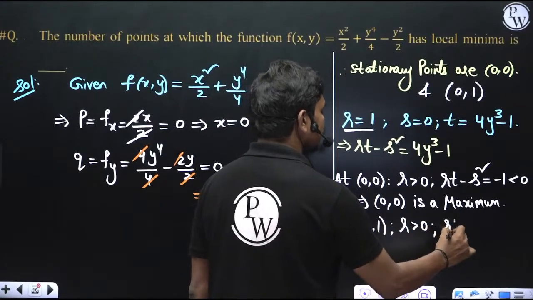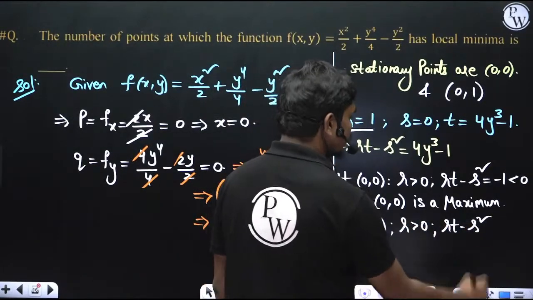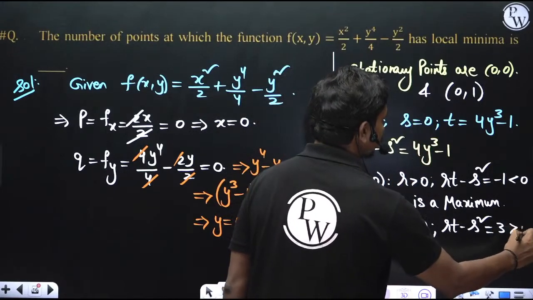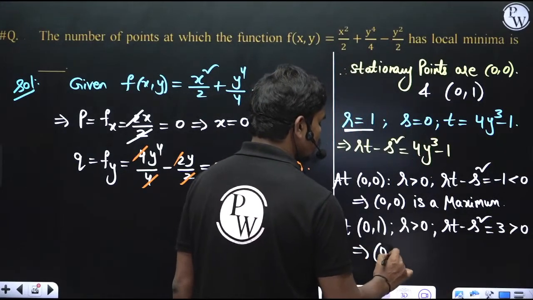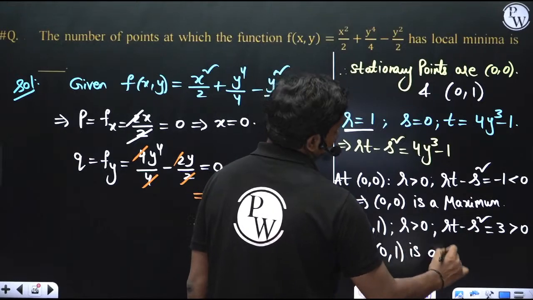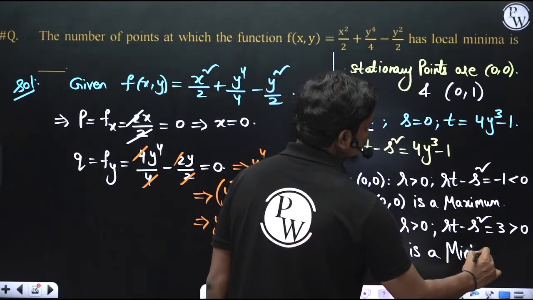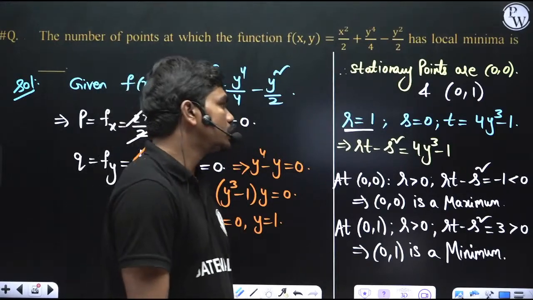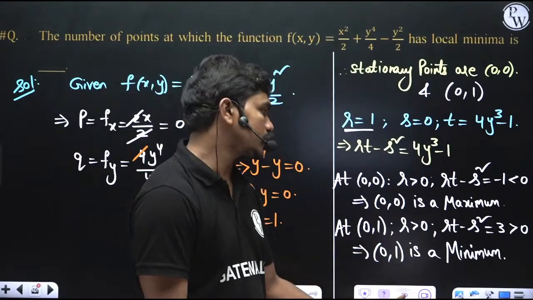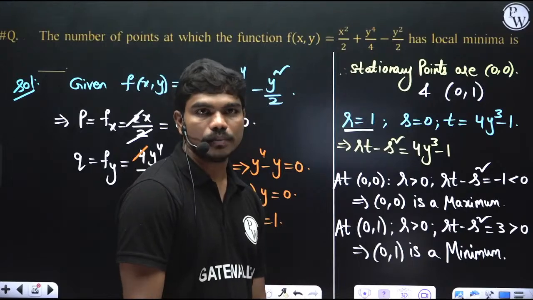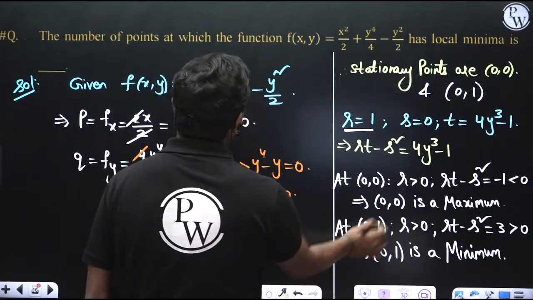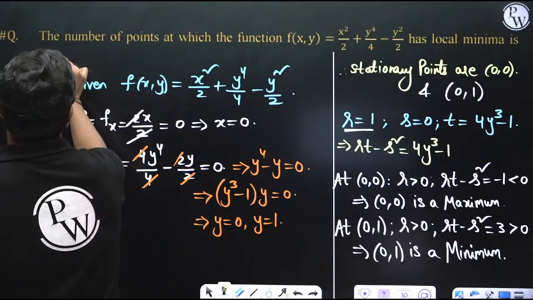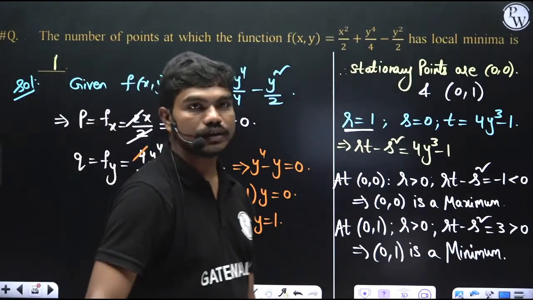And what is rt minus s square in this case? It is 4 times 1 cube minus 1, which is 3, which is positive. So this implies 0 comma 1 is a minimum. So you got 2 stationary points, and out of these 2 stationary points, you have the minimum at only one stationary point, of course. Clear?